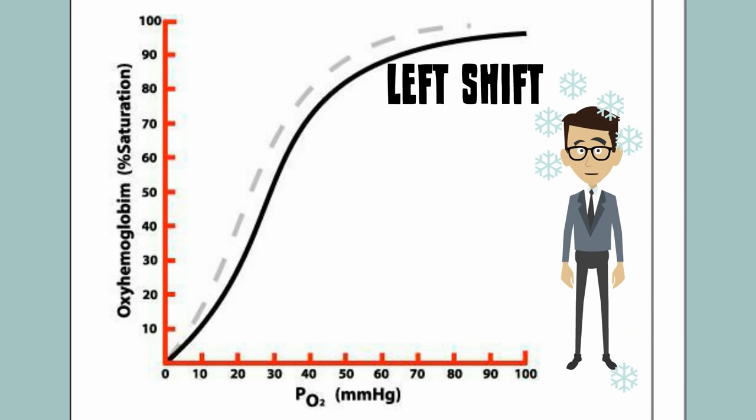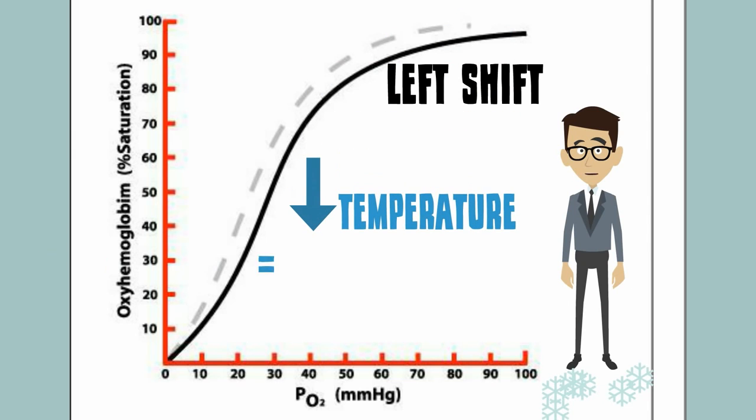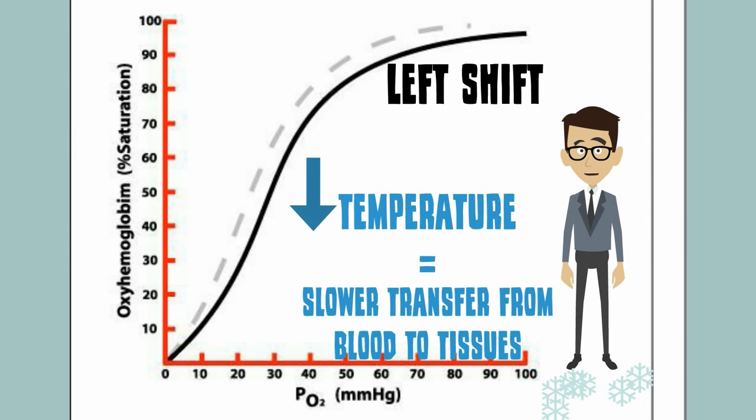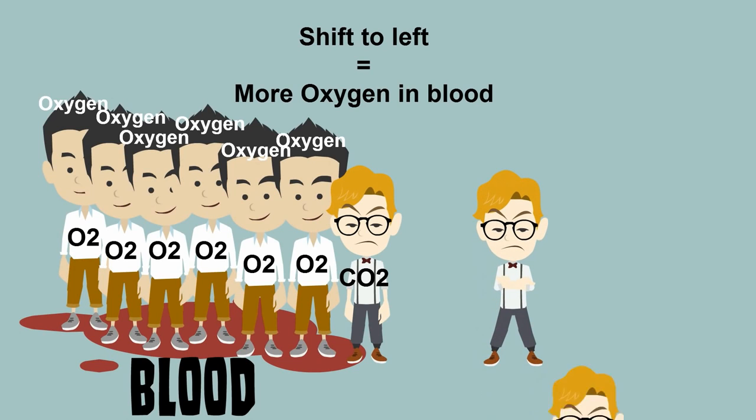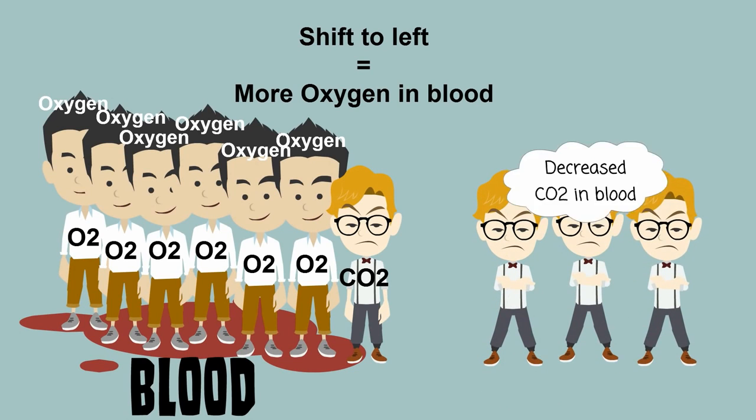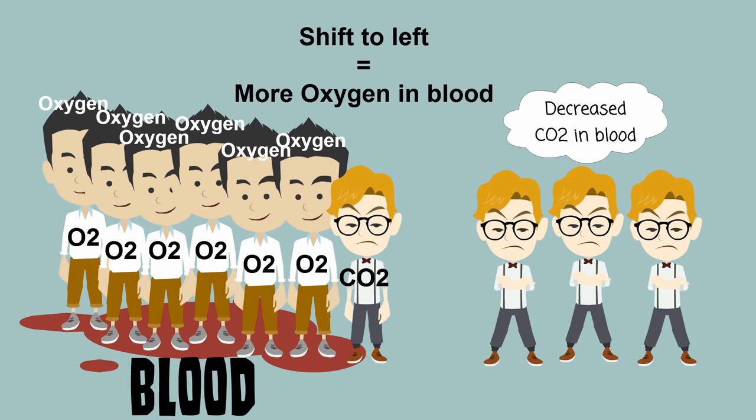First, cold slows down transfer. So if the patient has a decrease in body temperature, oxygen will not transfer effectively to the tissues and will remain in the blood. What else can cause a shift to the left? Well, if there's more oxygen in the blood, that must mean that the enemy of oxygen must not be in the blood. Therefore, a decreased CO2 level in the blood can also cause a shift to the left.